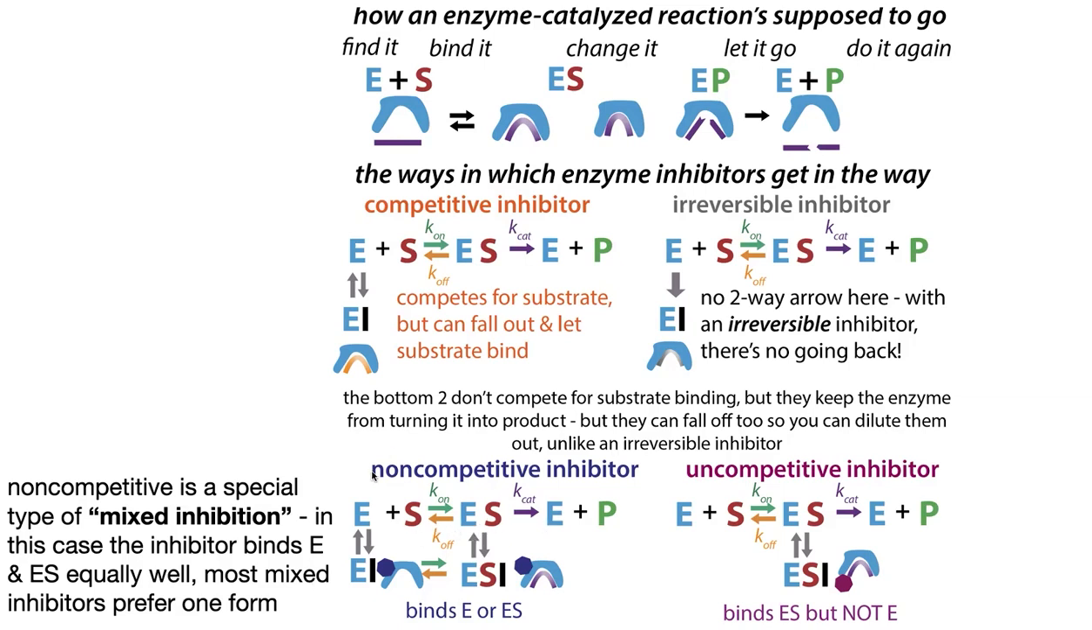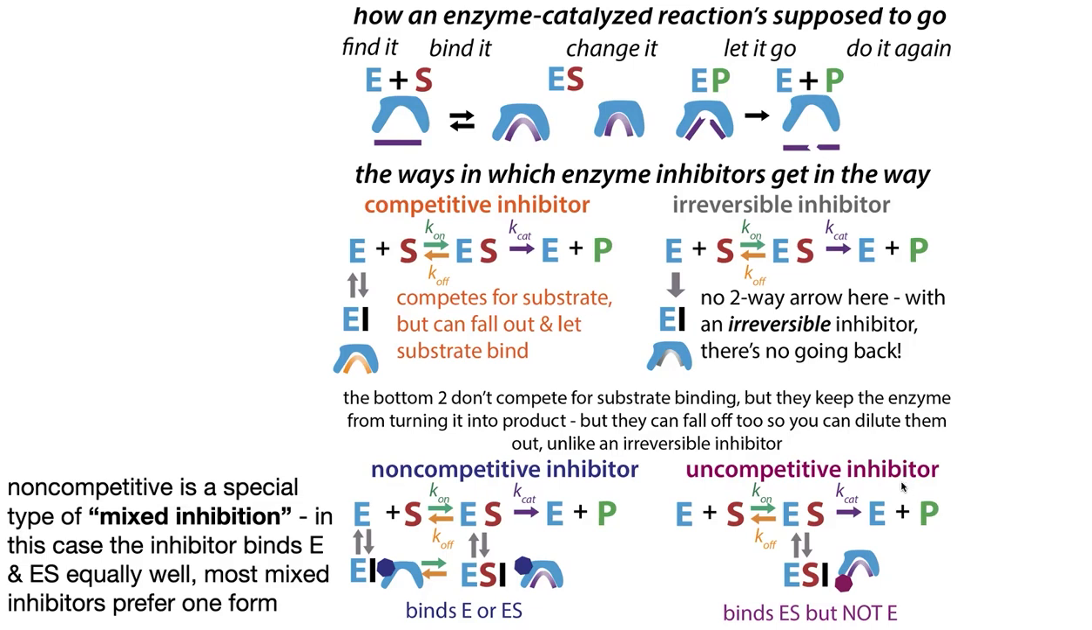And this is actually a special form of what we call mixed inhibition. In mixed inhibition, it'll bind to E and to ES, just like in non-competitive, because non-competitive is a form of mixed inhibition. But in the case of our non-competitive inhibitors, they bind equally well to the enzyme alone or to the enzyme substrate complex. They're like, you do you, I'll do me, I'll bind wherever I want, E or ES, equally well.